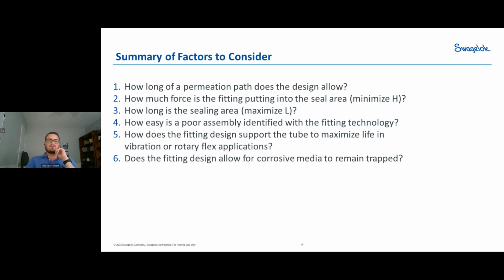I just want to give a couple of summaries here for you guys to consider. One, we talked about how long of a permeation path is allowed in the design. How much force are you putting into the seal area to maintain a seal? That's minimizing the H, minimizing that distance for the seal area. And then how long is it? That means maximizing the L, and we ensure that the distance that the fluid has to travel through is much longer. It means the pathing is more difficult.